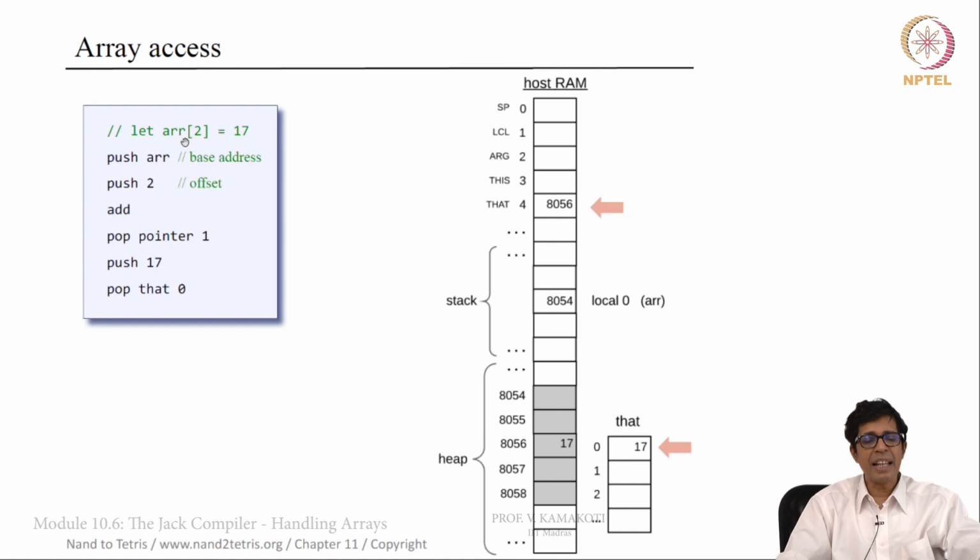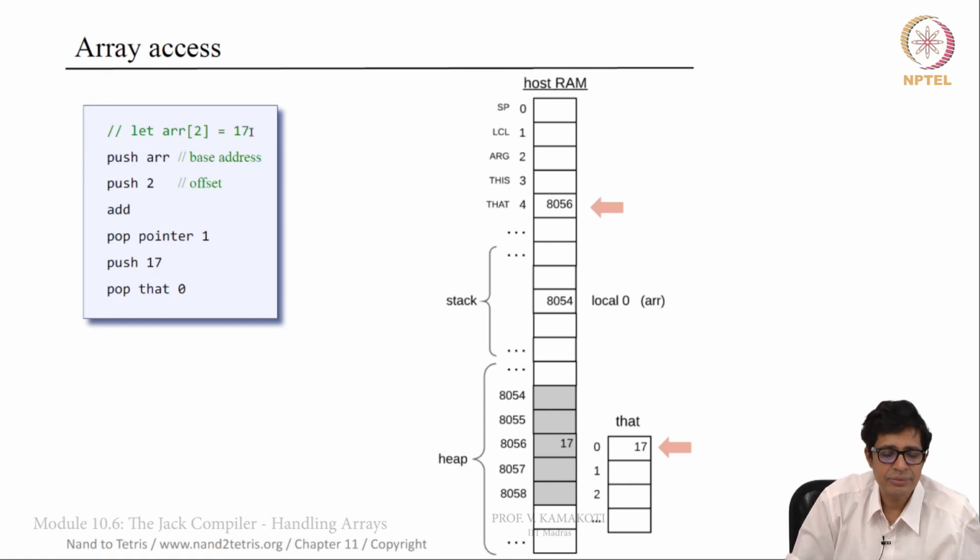Now, if I say let arr of 2 is equal to 17, how do I do this? First, push arr, push 2, add. When I say push arr, what am I pushing? I am pushing the base address of arr.